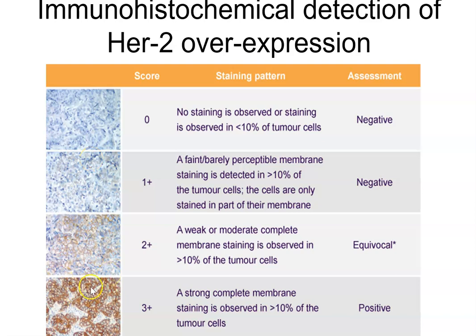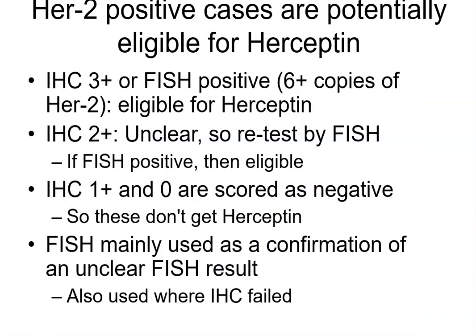And then the patients who have moderate staining that's membranous would typically be retested by FISH to get a confirmation. If FISH shows that there's increased gene copy number, then they would get Herceptin. If FISH was negative, then they wouldn't. And that is just summarised by this slide here.